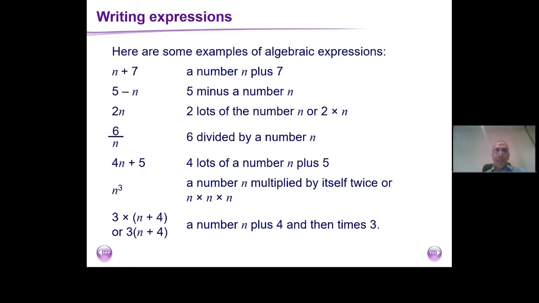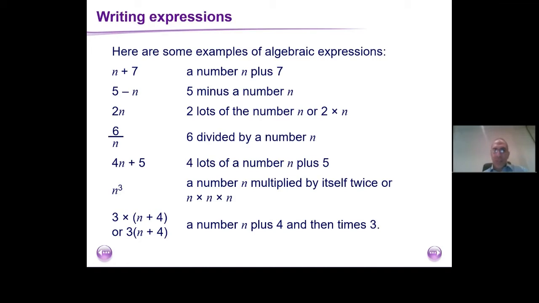So in these examples here, we have algebraic expressions, and we're being asked to find out what these expressions are written as. So the first one, a number n plus 7. So it'll be n plus 7. In the second one, it says 5 minus a number n. Now it says 5 first, and then minus a number n. So you have to write 5 minus n. If you wrote n minus 5, that wouldn't be the same thing.